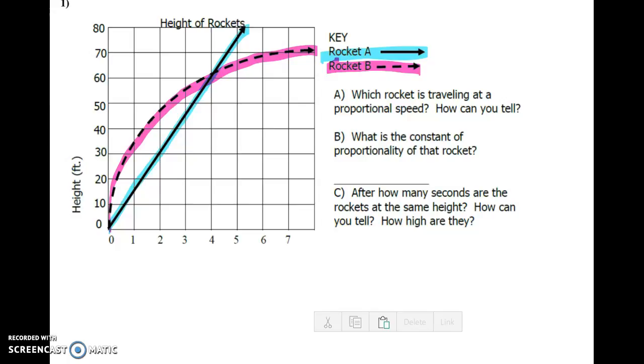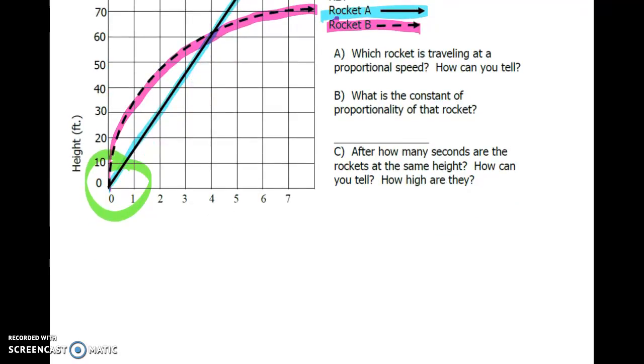Alright, so for question A, we really need to know when a graph is proportional. And recall from the other videos that a graph is proportional when it's a straight line, or linear, and either passes through the origin or points towards it. So when looking at the two graphs, the only one that is linear is rocket A, and it does indeed touch the origin.